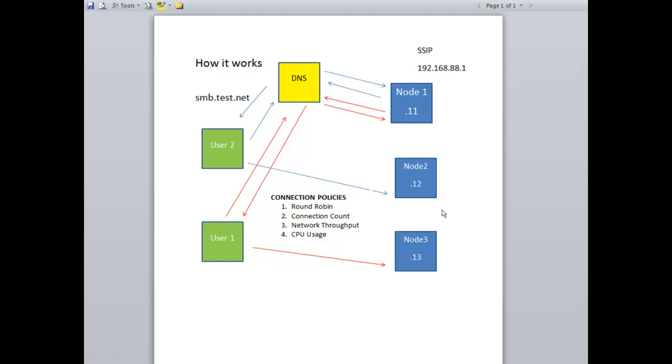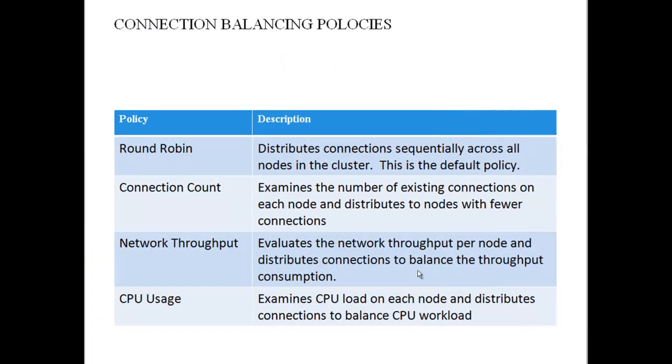The client then connects to the node with the IP address returned by the DNS server. That IP address is determined by the particular connection policies that you configure in the environment. And there are 4 policies that you can configure to control connections to the cluster: round robin, connection count, network throughput, and CPU usage.